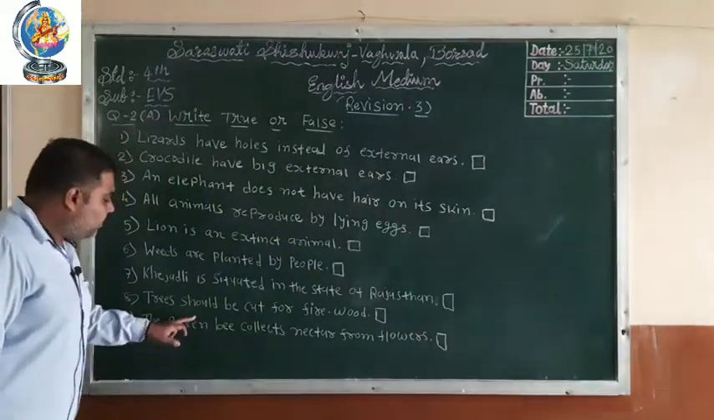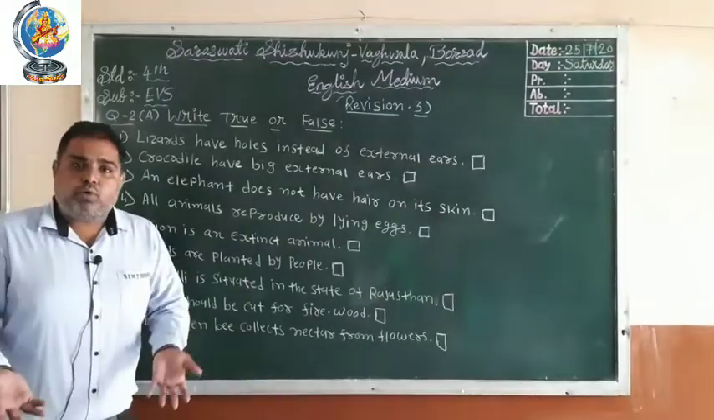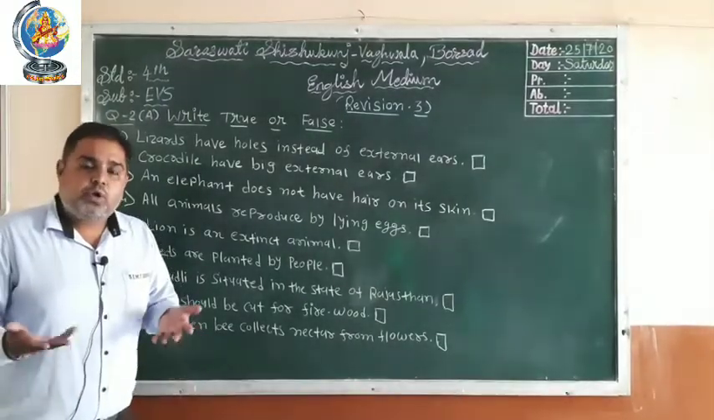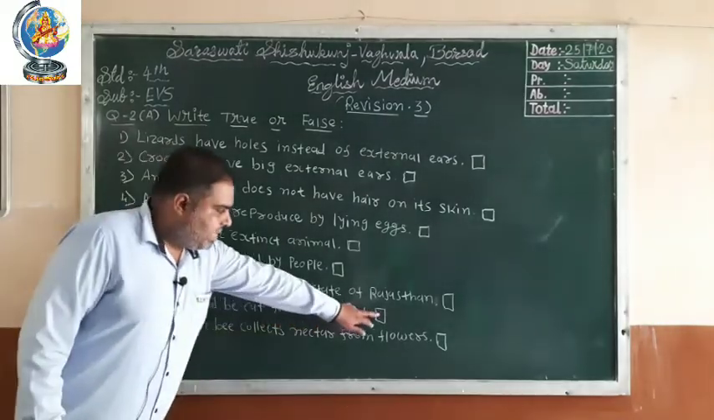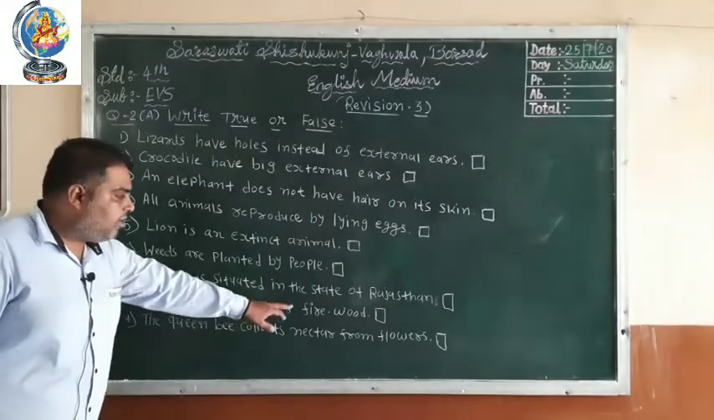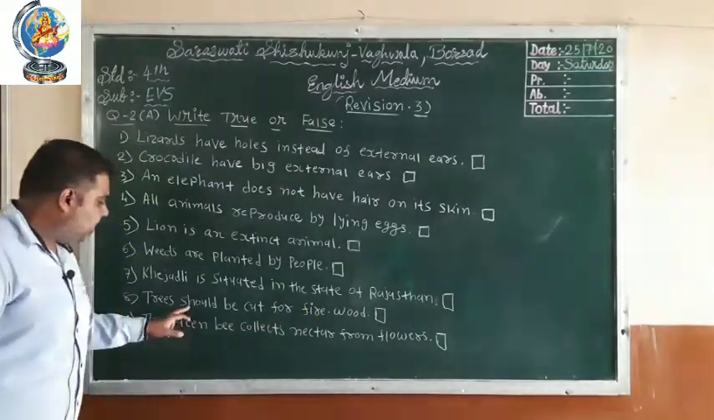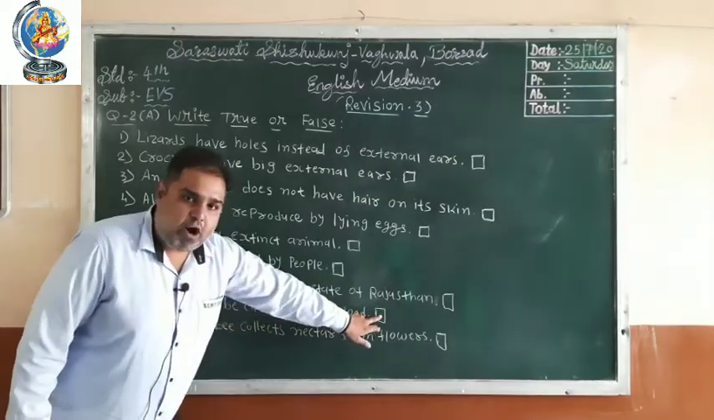Number 8, trees should be cut for firewood. Do we have to cut trees for firewood? No, we don't have to cut trees. That is why this statement is false. Trees should not be cut for firewood. So it is written should be cut. That is why this statement is false.